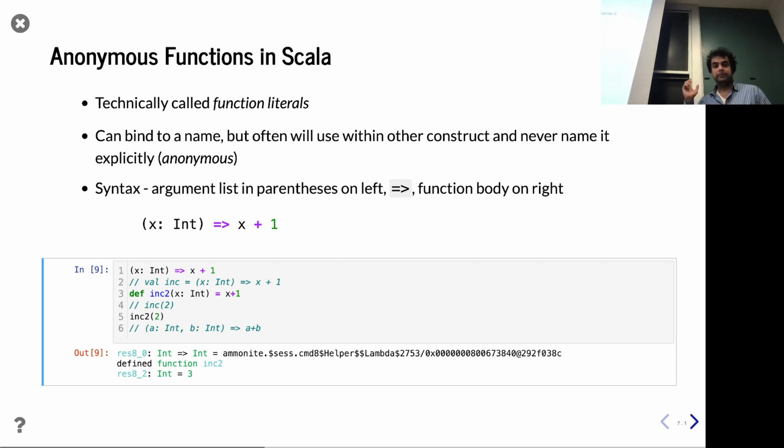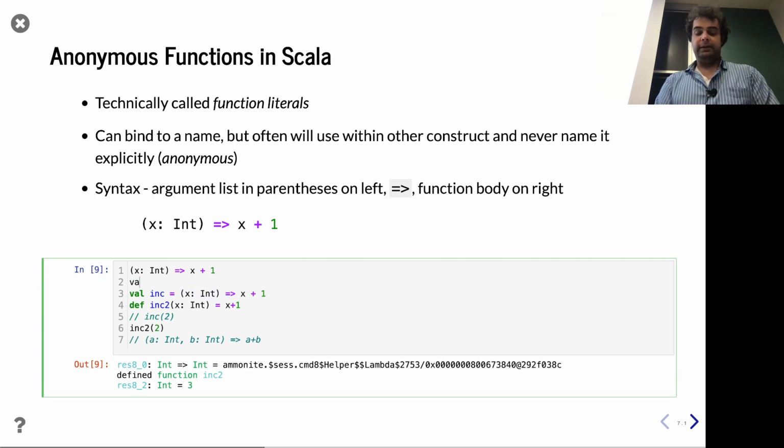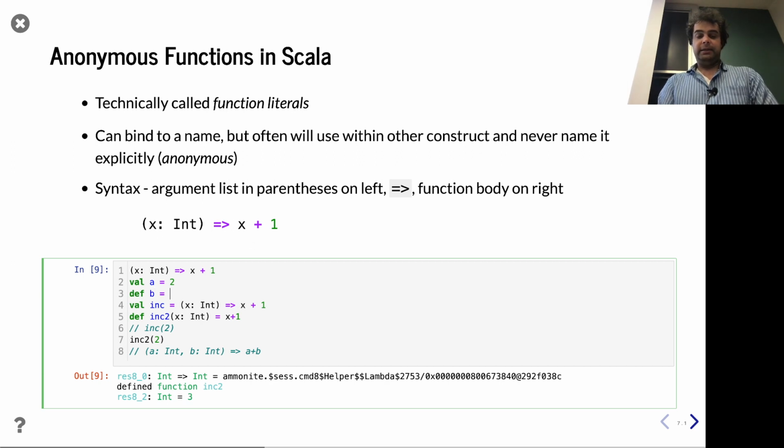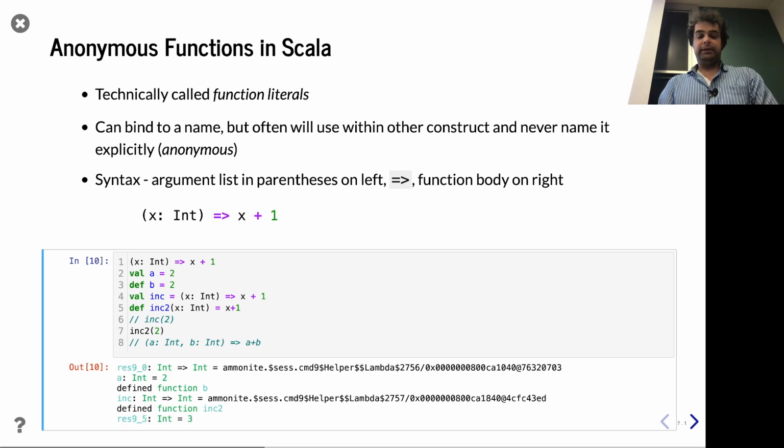So val is going to eagerly evaluate the right side. Usually this is some sort of number, right? If it's like val a equals 2, yeah, we evaluate 2. 2 is easy to evaluate, and we bind that to a. In this case, the result is a function literal, which is also okay. So you're binding inc to a function, right? But in the case of a def, it's a late evaluation, right? So I could say something like def b equals 2. That should also be okay, right?